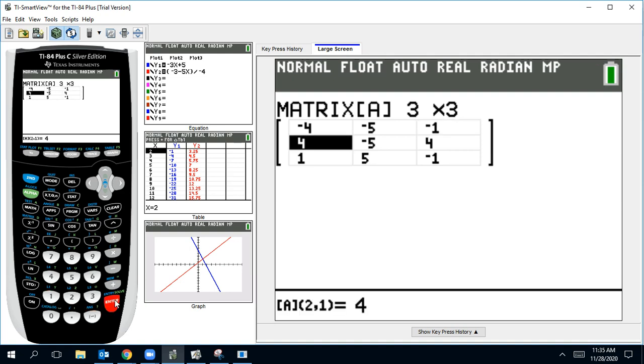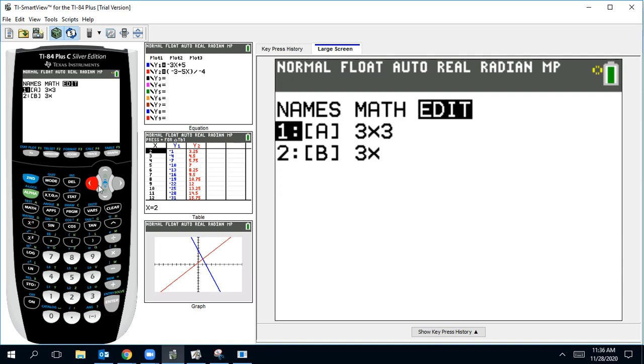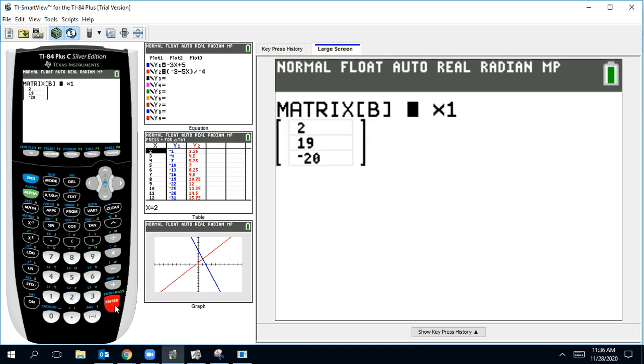The next row is -2, -5, and -2. And then the last one is -2, 5, 2. And you just want to make sure you got them right because I messed up before. -4, -5, -1, -2, -5, -2, -2, 5, and 2. Okay, so then we go back to second matrix, go to matrix B, and let's check our solution matrix.